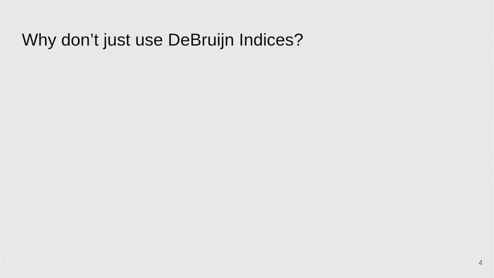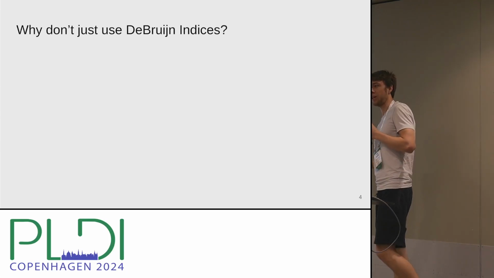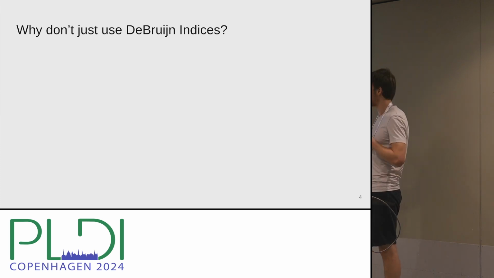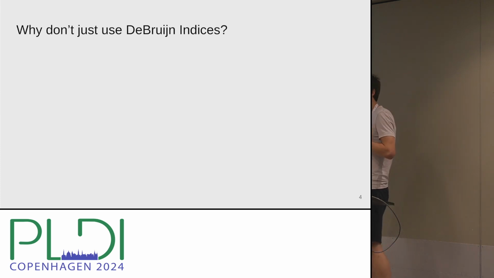Now, you might say, well, why don't we just use De Bruijn indices, right? Isn't this a solved problem? De Bruijn indices solve the renaming problem, so let's just use them. I think this is partially true, but there's still a problem with using De Bruijn indices. And I can show this problem using this example.